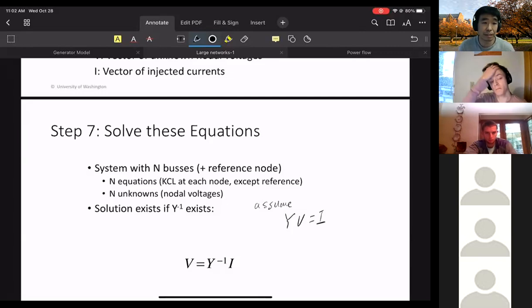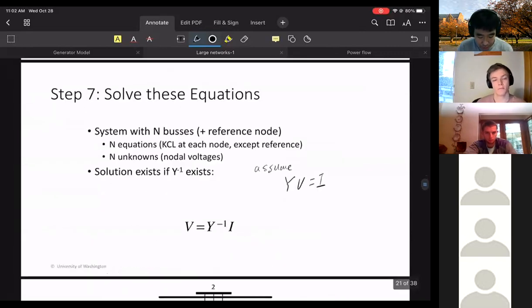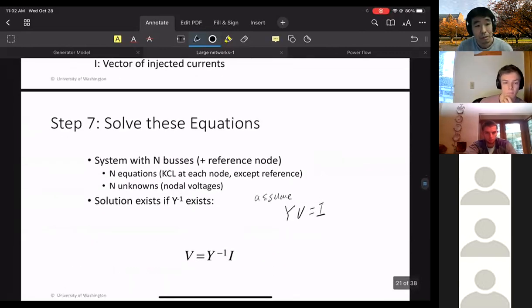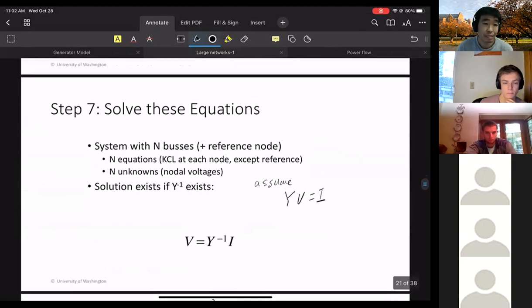It turns out Y is always invertible. You can actually prove that this construction of Y is always invertible. We won't do that proof, but it's something you can do. The solution says if Y inverse exists, this is the solution. Y inverse will always exist for a connected system. This is not a hard proof to do.